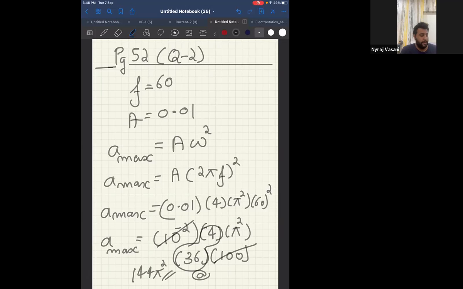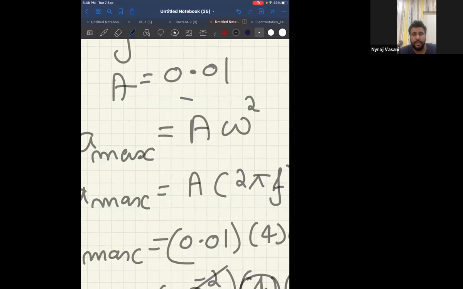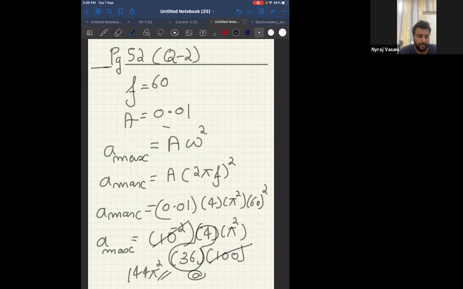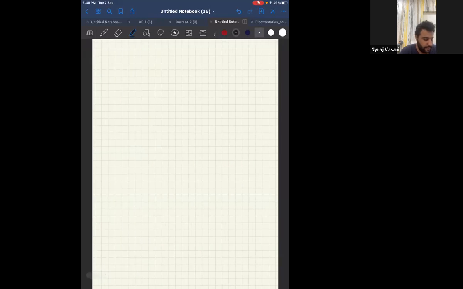It is direct formula and substitution. If you look at the beginning, we have directly taken the formula and directly substituted the values. But for this, you will need to know the maximum acceleration formula. Maximum acceleration formula is A omega square. Is it clear? Okay. So now start with the next one. Next one is question number 3. Start. Question number 3.